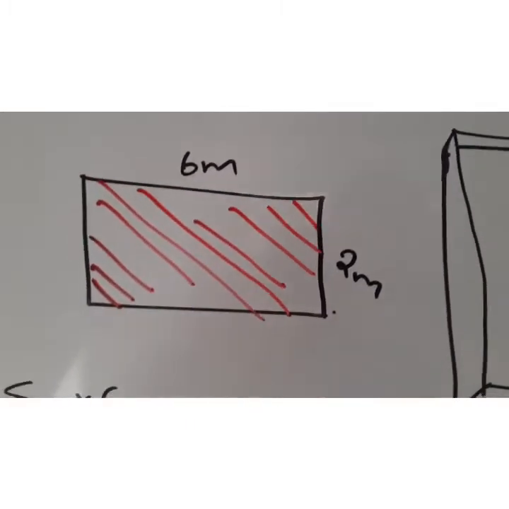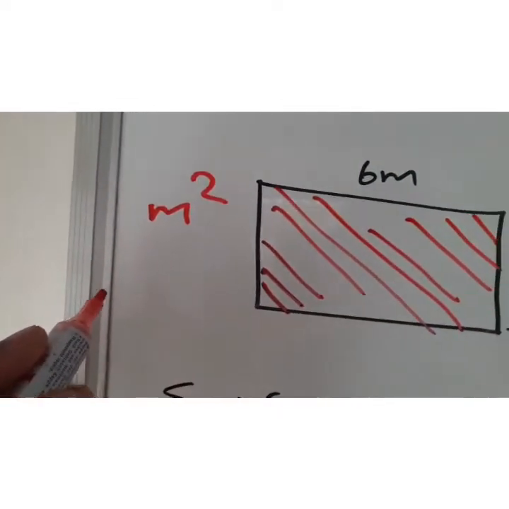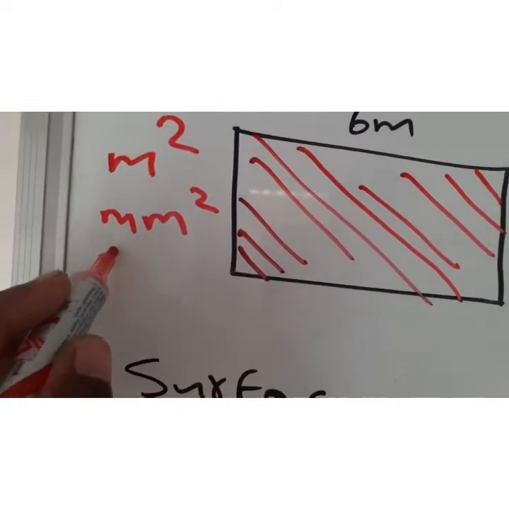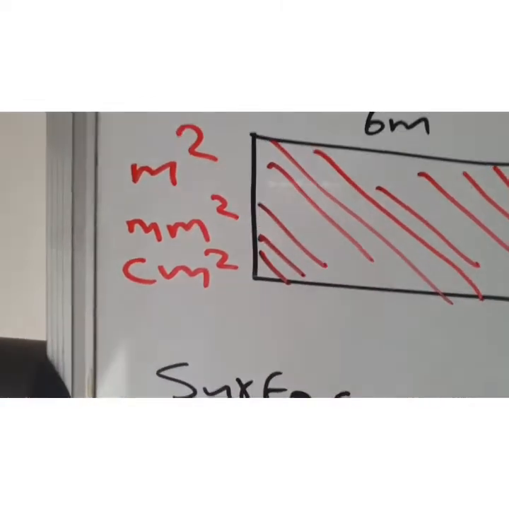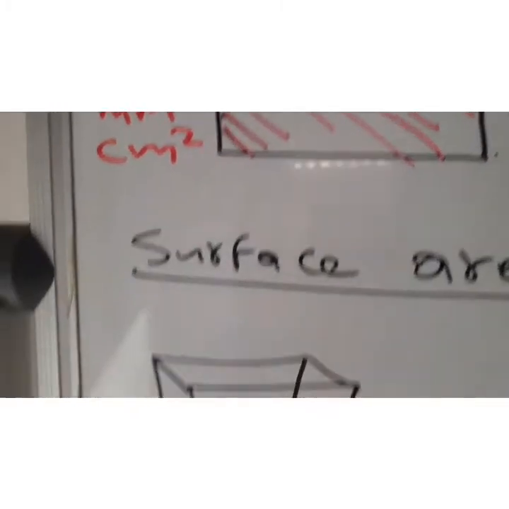So since you are multiplying 2 dimensions, if it is meters, it will be meter squared. If it is millimeters, it will be millimeter squared. If it is centimeters, it will be centimeter squared. It is always to the power 2 because you are multiplying 2 dimensions.